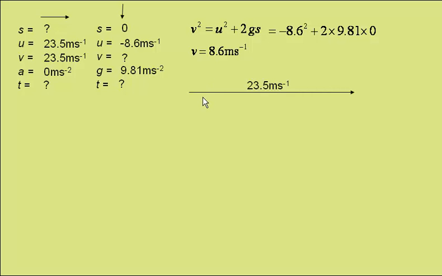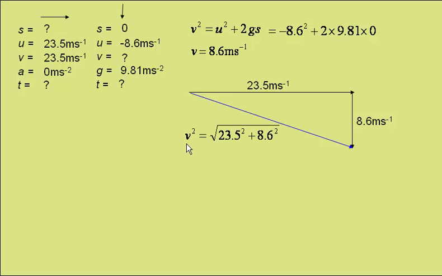So now I can do a diagram with my horizontal velocity of 23.5 meters per second and my vertical velocity of 8.6 meters per second, meaning this will be the resultant or final velocity. Using Pythagoras, I can say that v is equal to the square root of 23.5 squared plus 8.6 squared, which gives v of 25 meters per second. You'll notice that the final velocity is the same as the initial velocity was.